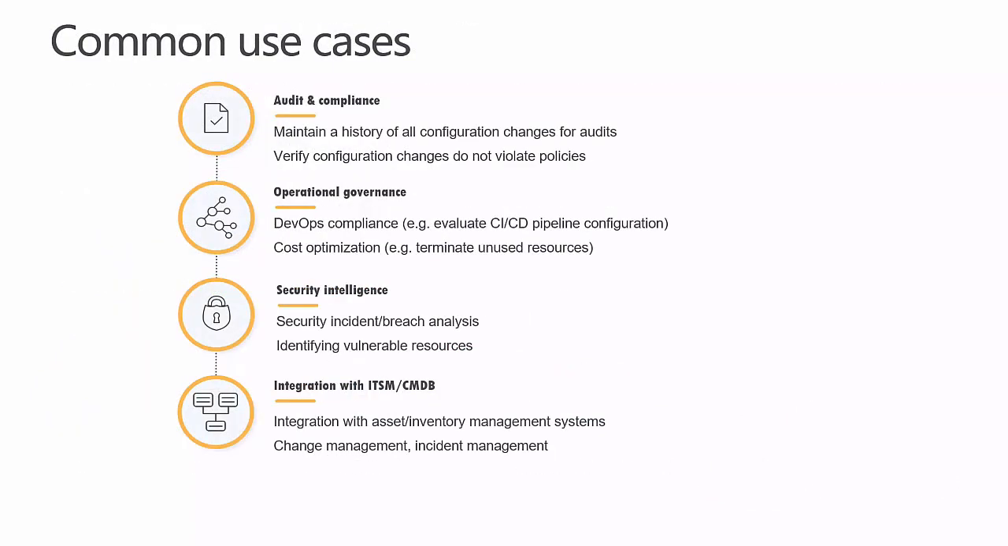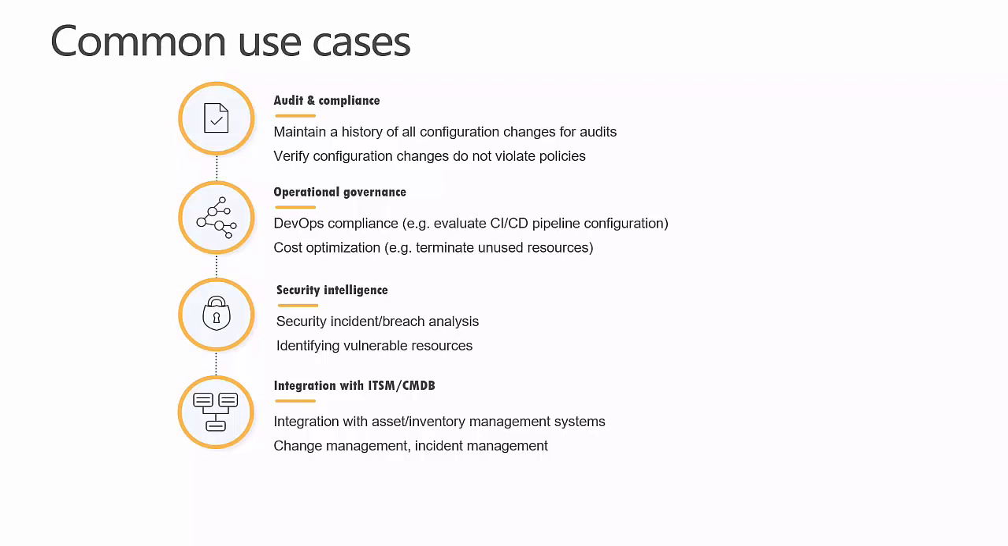Now, AWS Config is commonly used for audit and compliance reasons, since it maintains a change log for all configuration changes that occur to your resources. It also keeps track of the compliance history so that you know when your resources went in and out of compliance. It is used for operational governance. For example, you can evaluate your CI/CD pipeline configuration to ensure auto rollback is enabled on the pipeline. Or for cost optimization by identifying resources that are unused and then terminating them.